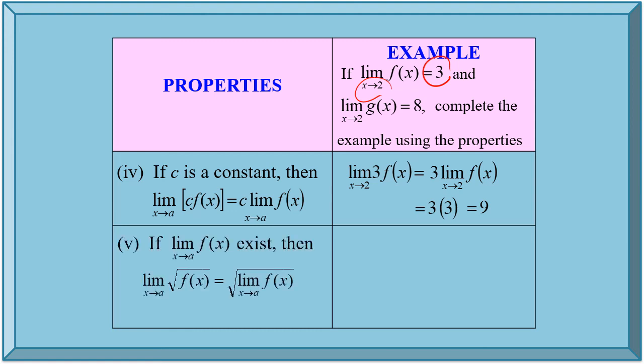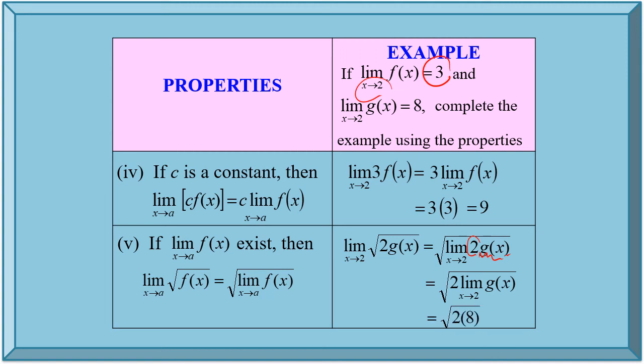And then for number 5, if the limit of f(x) as x approaches a exists, then the limit of the square root of f(x) as x approaches a is equivalent to the square root of the limit of f(x) as x approaches a. For example, the limit of the square root of 2g(x) we can write as the square root of the limit of 2g(x) as x approaches 2. We know the limit of g(x), so we can take out this 2. It will be the square root of 2 multiplied by the limit of g(x) as x approaches 2, equal to 8. So 2 times 8 is 16. The square root of 16 is equal to 4.